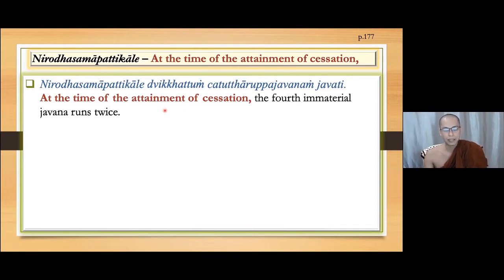And sometimes we cannot directly take the meaning of the Pali text. Although it says Nirodha Samapattikale in Pali, and in English it is translated as at the time of the attainment of cessation, we have to understand in the proper way that it is just before the attainment of cessation, near the moment of the attainment of cessation. This is very important. Otherwise you can misunderstand that during the time of the attainment of cessation the immaterial jhana runs. That is not correct. The correct way is near the moment of the attainment of cessation. Okay.